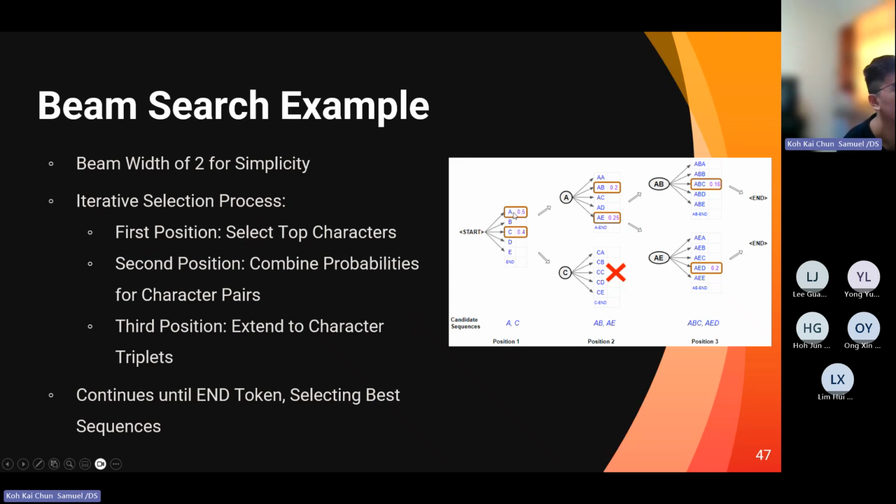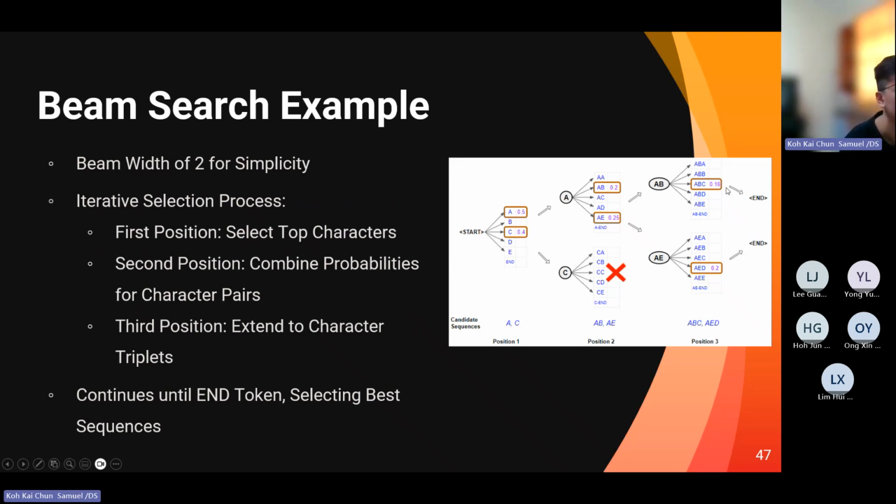Actually, it's not really a binary tree. It's like 1, 2, 3, 4, 5 child nodes, and then you're just going from A to AB. So you're combining possible combinations, and then it tries to see whether the probability matches. It tries to highlight the best two probabilities. First, the position selects starting characters, then it combines the probability for character pairs, and then extends to character triplets. And then you go on and on until the end token, selecting the best sequences.